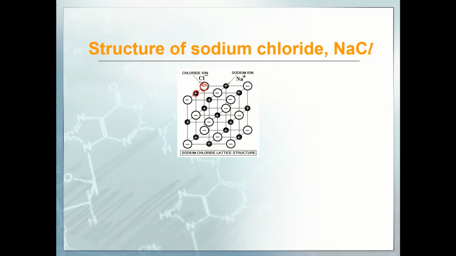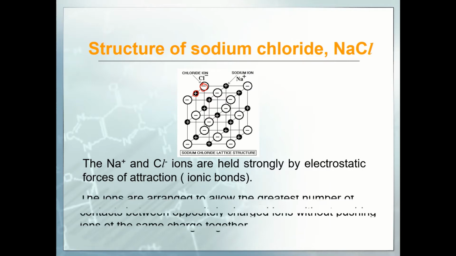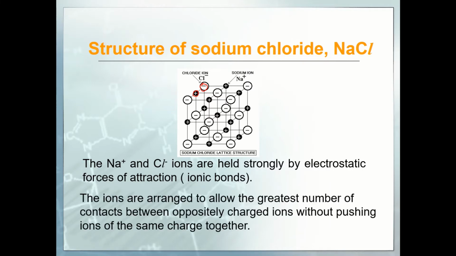They are held together by strong electrostatic forces of attraction, and that is called the ionic bond. The ions are arranged such that you have the greatest number of contacts between oppositely charged ions without pushing ions of the same charge together, because if you push the ions of the same charge together, that will lead to repulsion. So this arrangement will give you the giant ionic lattice structure.